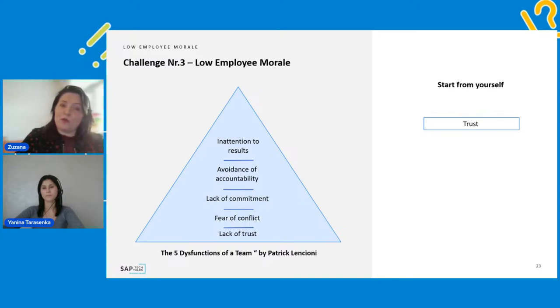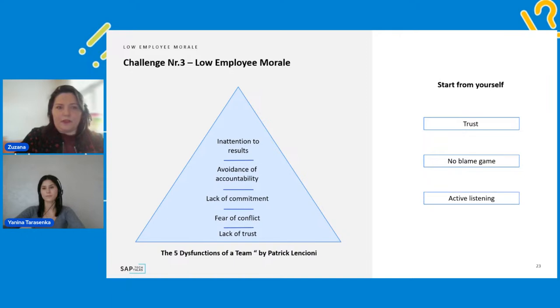Next step, no blame game. When errors happen, focus on finding solutions instead of blaming others. You can always ask how to fix the problem instead of who did this. And active listening. Give full attention when somebody is speaking and ask sincere questions. Show empathy.